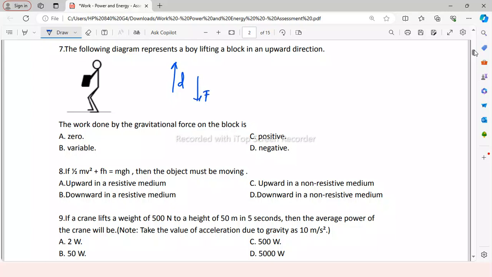Vertically downward, right? Now they ask what will be the magnitude of work done, or answer in terms of positive and negative. Work done is again F d cos theta. Now see the angle between force and displacement: they are exactly opposite to each other, so we say that the angle is 180 degrees and cos 180 degrees is nothing but 0. 0 multiplied by Fd will give you 0. So we say that in this case work done by the gravitational force is 0.